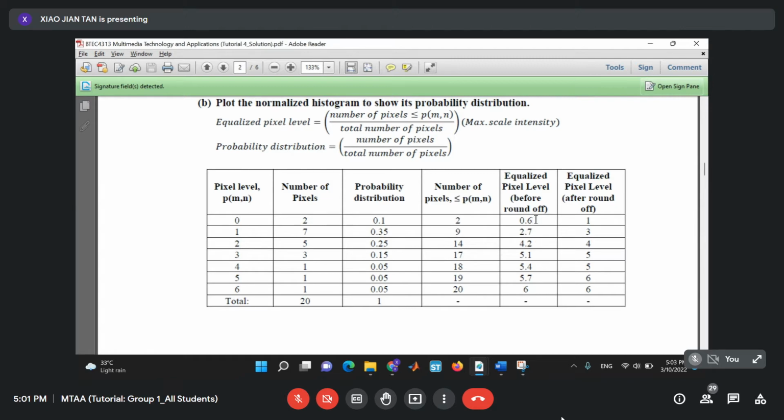Usually if it is not a normalized value, I would prefer you all give me the answer in 4 decimal places as well. So this is 0.6, you round off to become 1, and so on. The max would be 5.7, which will become 6. So you have 1, 3, 4, 5, 6, 5, 5, 6, 6. Based on this, you can use this answer to redraw the histogram and answer question C.